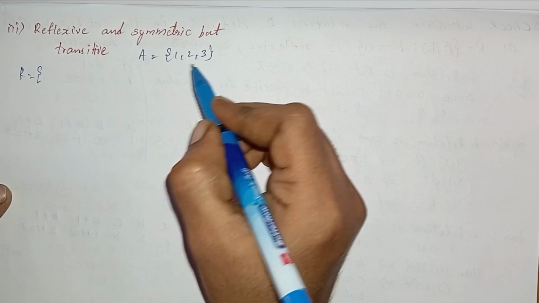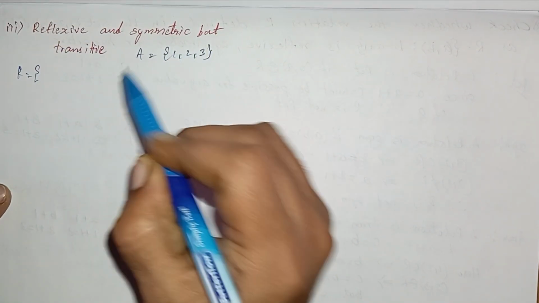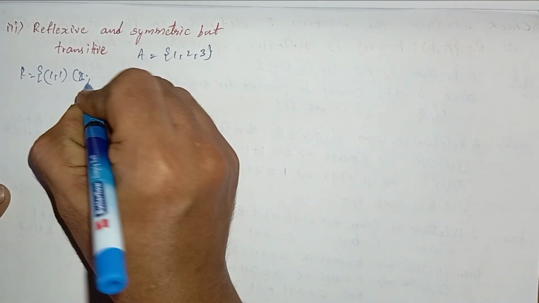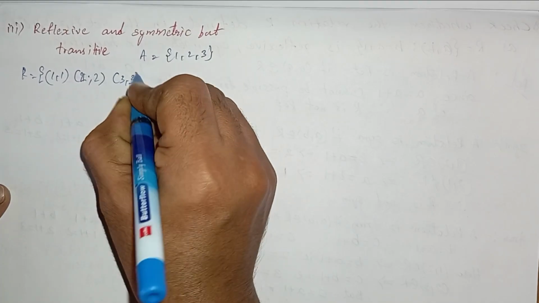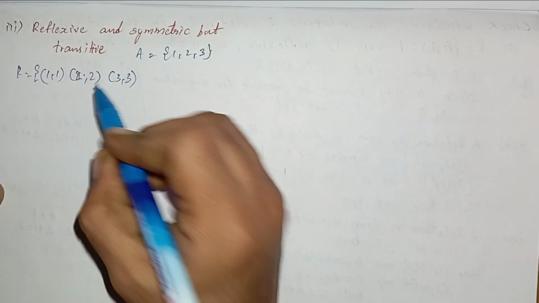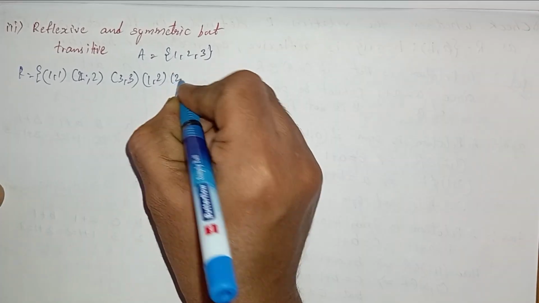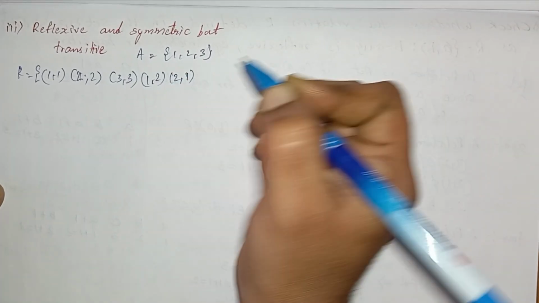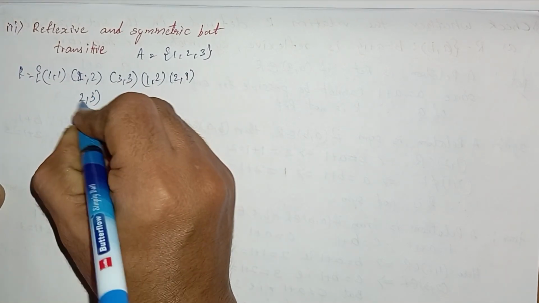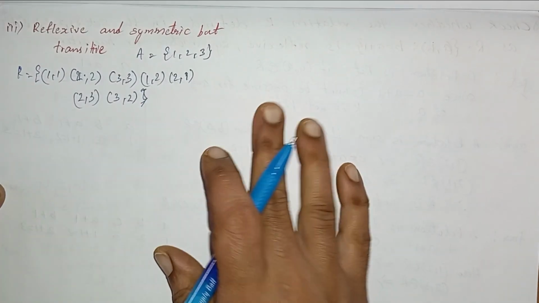If my set is {1, 2, 3}, then to satisfy reflexive I need the doublet for all these elements. So I'll write it as (1,1), (2,2), (3,3). Now my reflexive will be satisfied. Next I have to check for the symmetric. So for symmetric, I'll take (1,2) and (2,1). The next I have to check for the transitive also. So I'll take (2,3) and (3,2). So this is my relation.